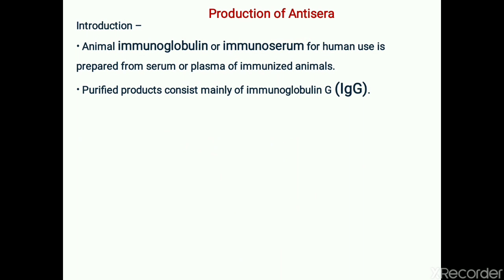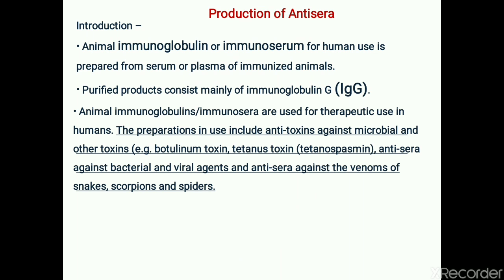Production of antisera, that is, production of antibodies against specific antigens. This contains animal immunoglobulins, also called immunoserum, for human use, prepared from serum or plasma of immunized animals. Antisera are useful for passive immunization, and the purified product consists mainly of IgG type of antibodies. Animal immunoglobulins are used for therapeutic use in humans.